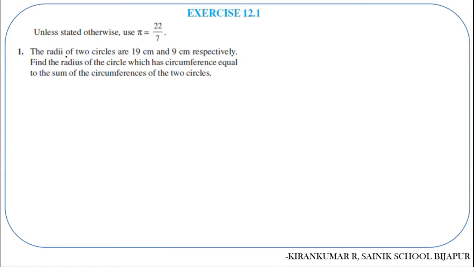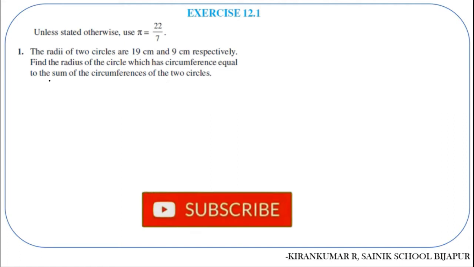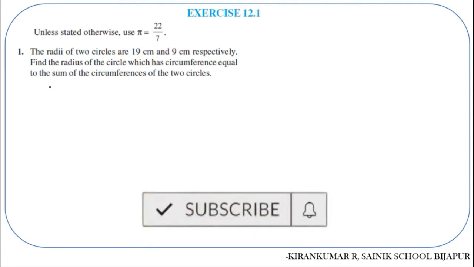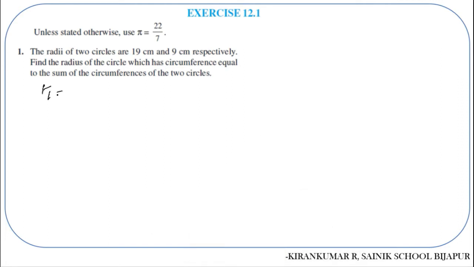First question is, the radii of two circles are 19 centimeter and 9 centimeter respectively. Find the radius of the circle which has circumference equal to the sum of the circumferences of two circles. As per the question, the radii of two circles are given. R1 I'll consider as radius of the first circle, which is 19 centimeter, and R2 I'll take as the radius of the second circle, which is 9 centimeter.